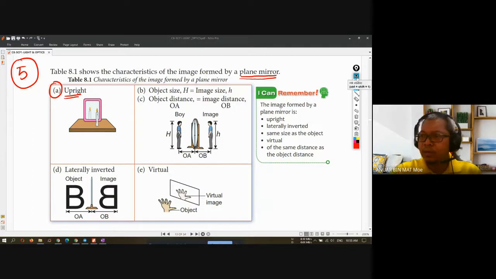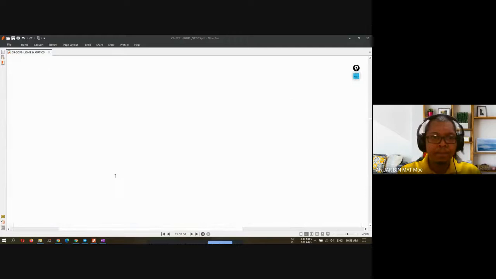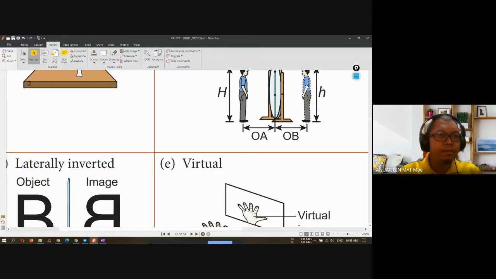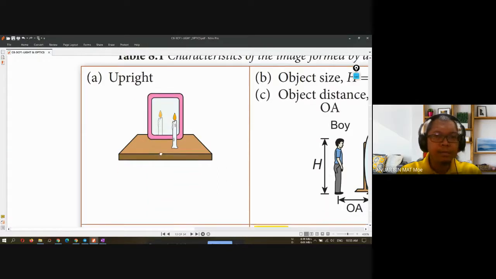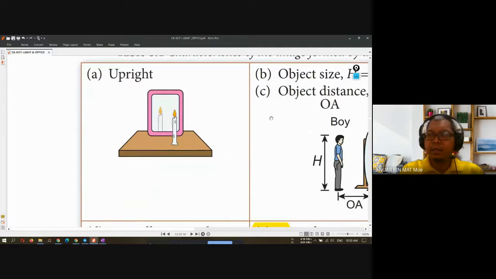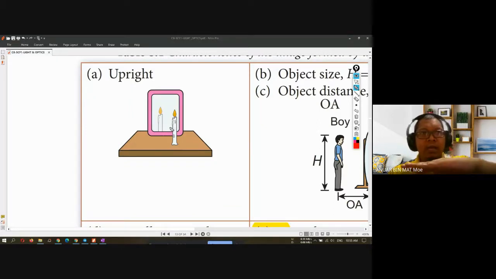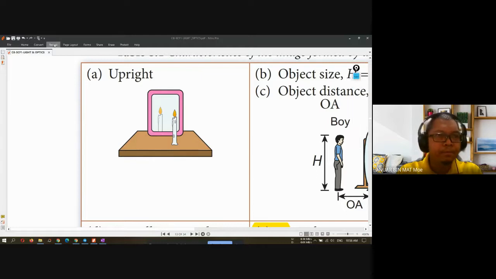I will try to zoom it a bit for you. All right. Okay, this is the first one. The first one, the object is upright. It cannot be inverted. Okay, it cannot be inverted. Meaning horizontally, it cannot be inverted. The image is upright. Okay, number one. You must remember, number one, the image is upright. Okay, number two.